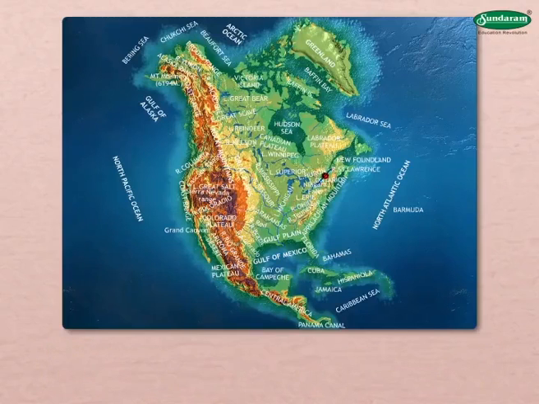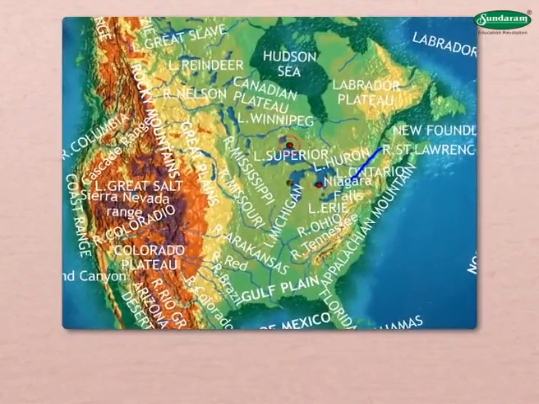River St. Lawrence, that joins the Great Lakes, a group of 5 interconnected lakes, with the Atlantic Ocean, is an east-flowing river.